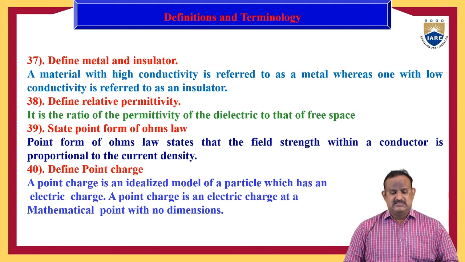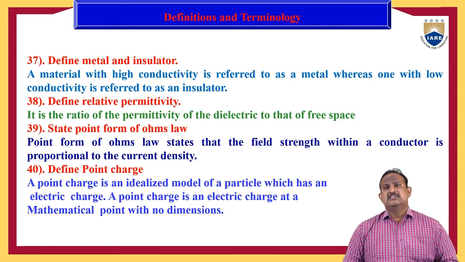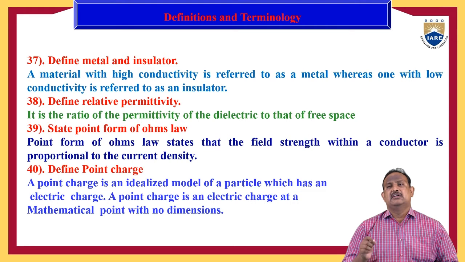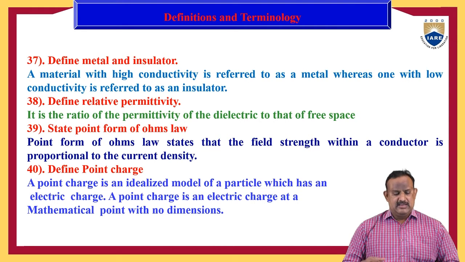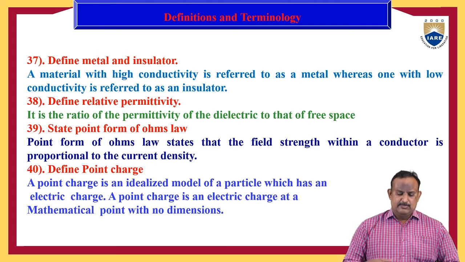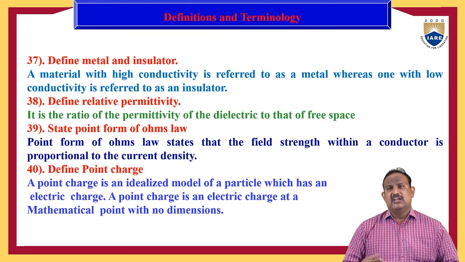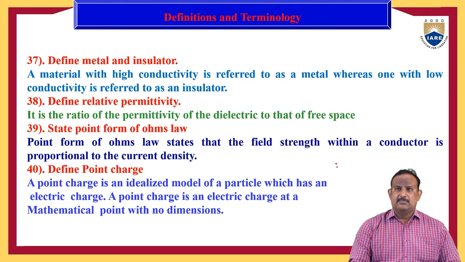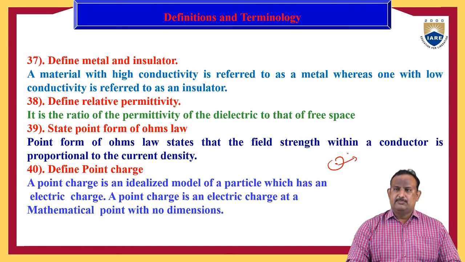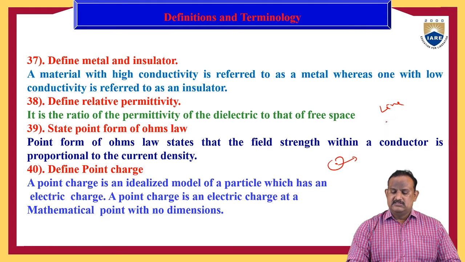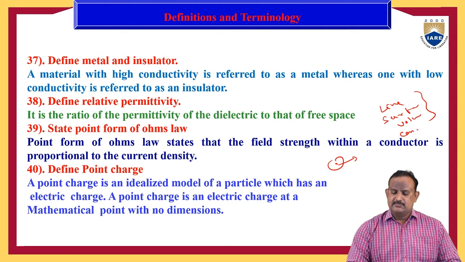Then define point charge. A point charge is an idealized model of a particle which has an electric charge. A point charge is an electric charge at a mathematical point with no dimensions. Simply, at that particular point only we have the charge. Apart from the point charge, we have different charges. Line charge, surface charge and volume charge are known as the continuous charges.